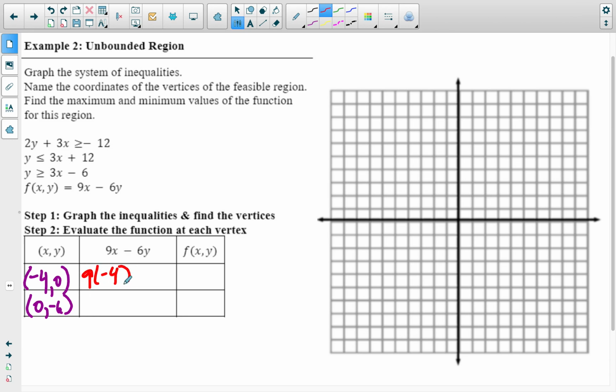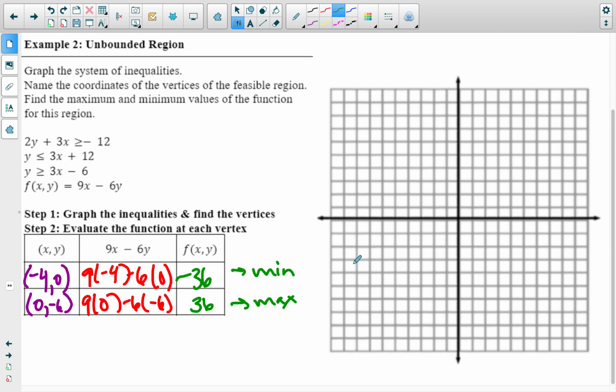9 times negative 4 minus 6 times 0. 9 times 0 minus 6 times negative 6. And that gives us negative 36 here and 36. And I get these numbers by plugging in these expressions. Okay, and again, it's asking us for a maximum and a minimum. So this is going to be our minimum, and this is going to be our maximum.